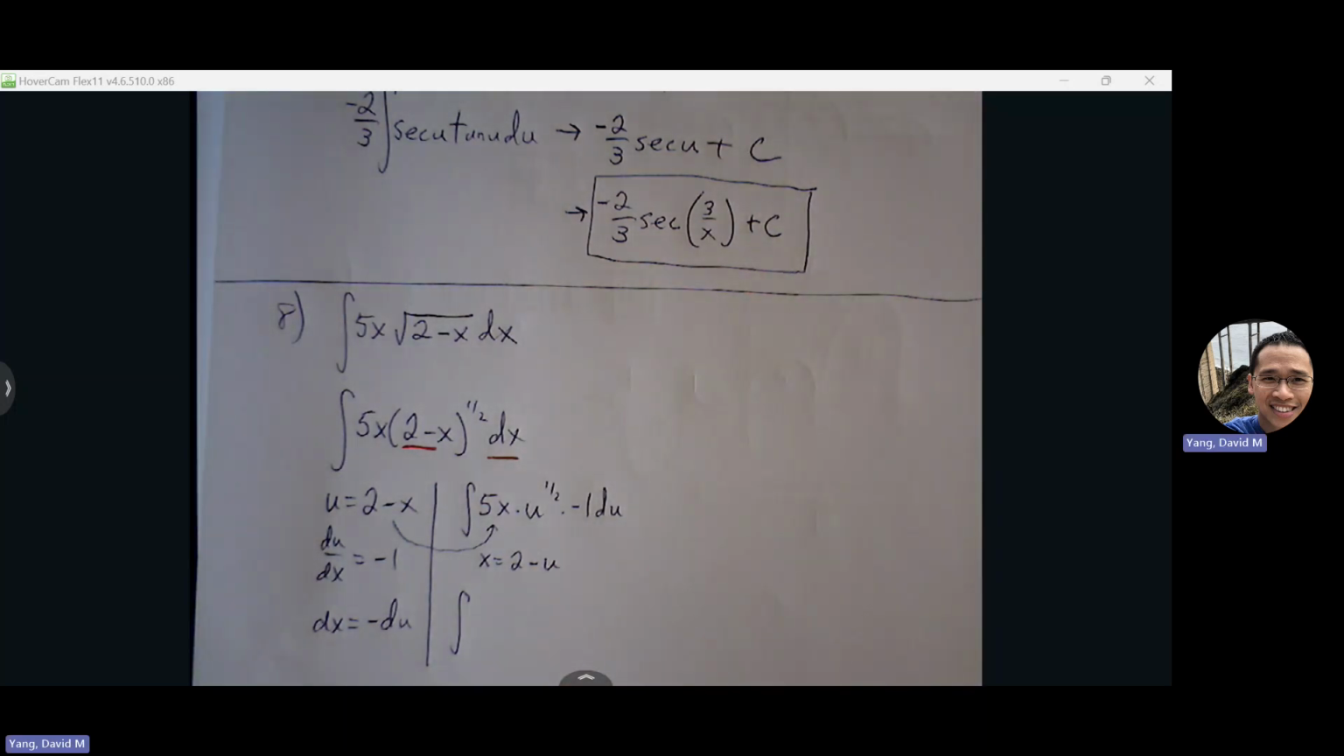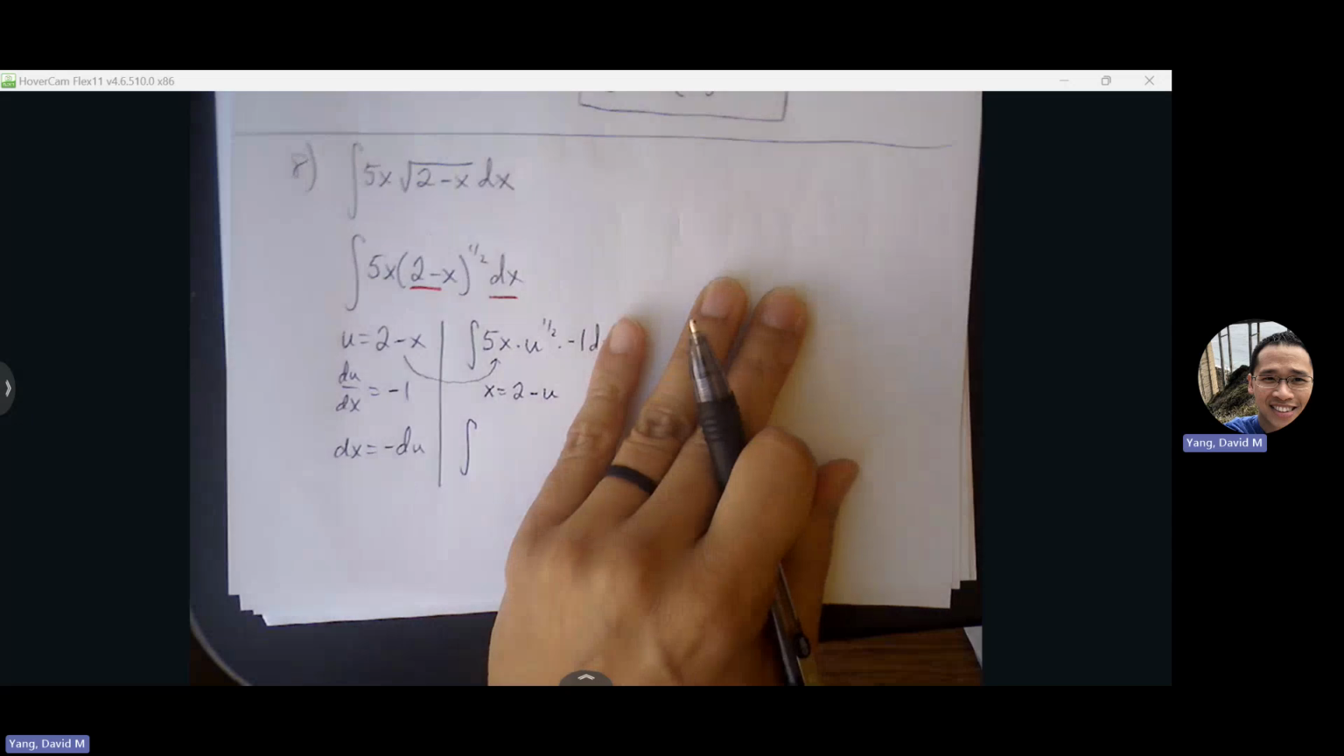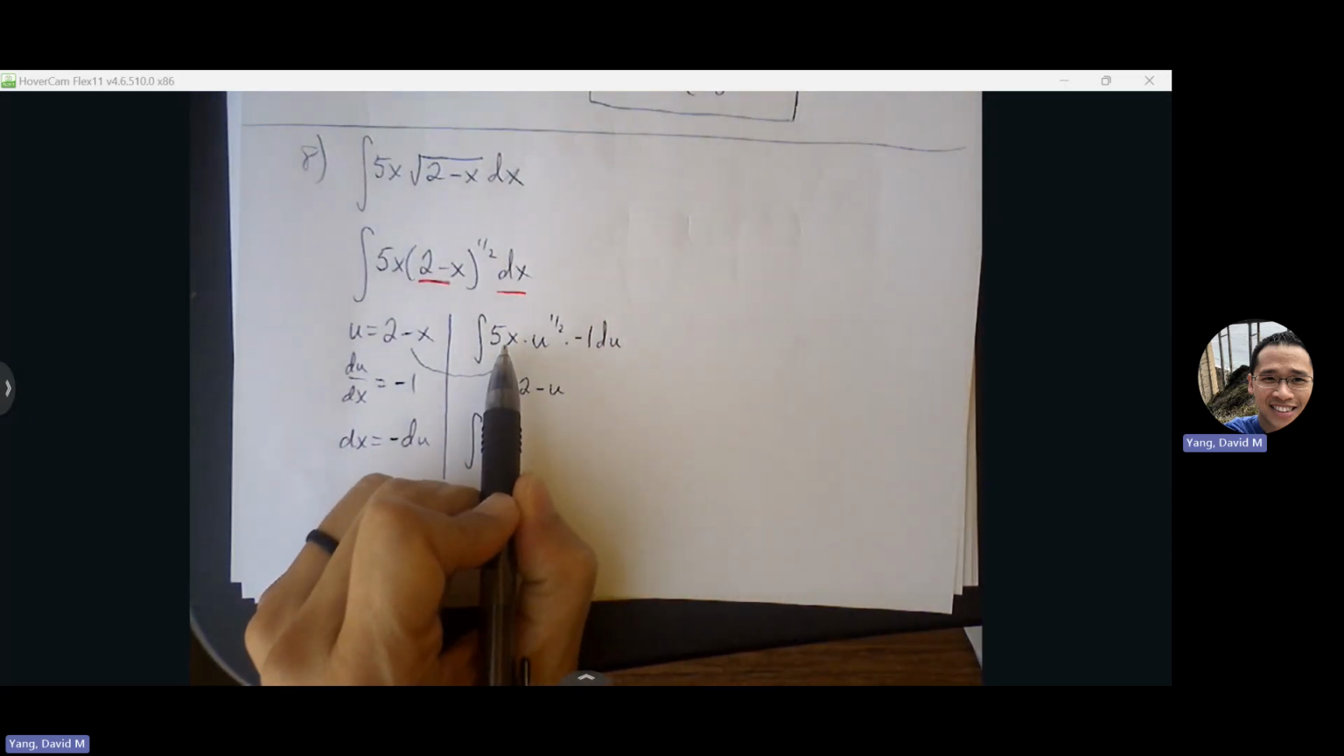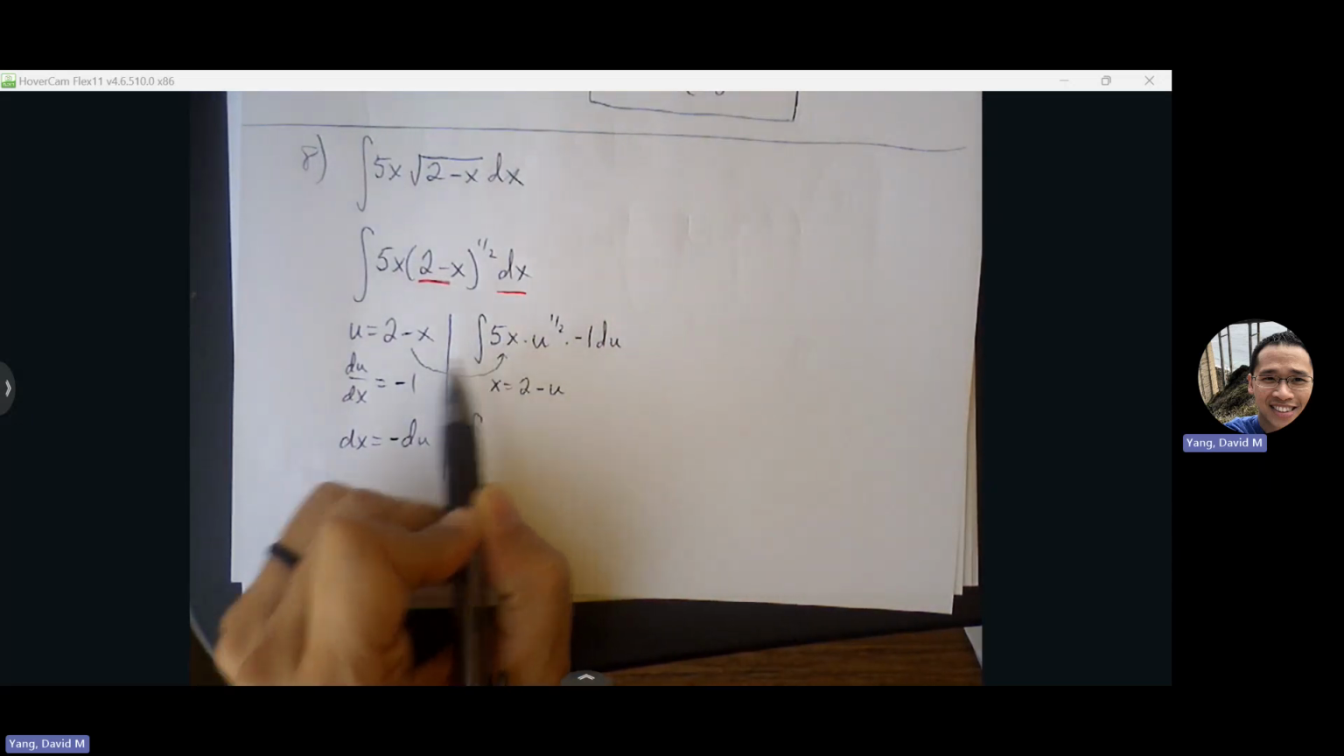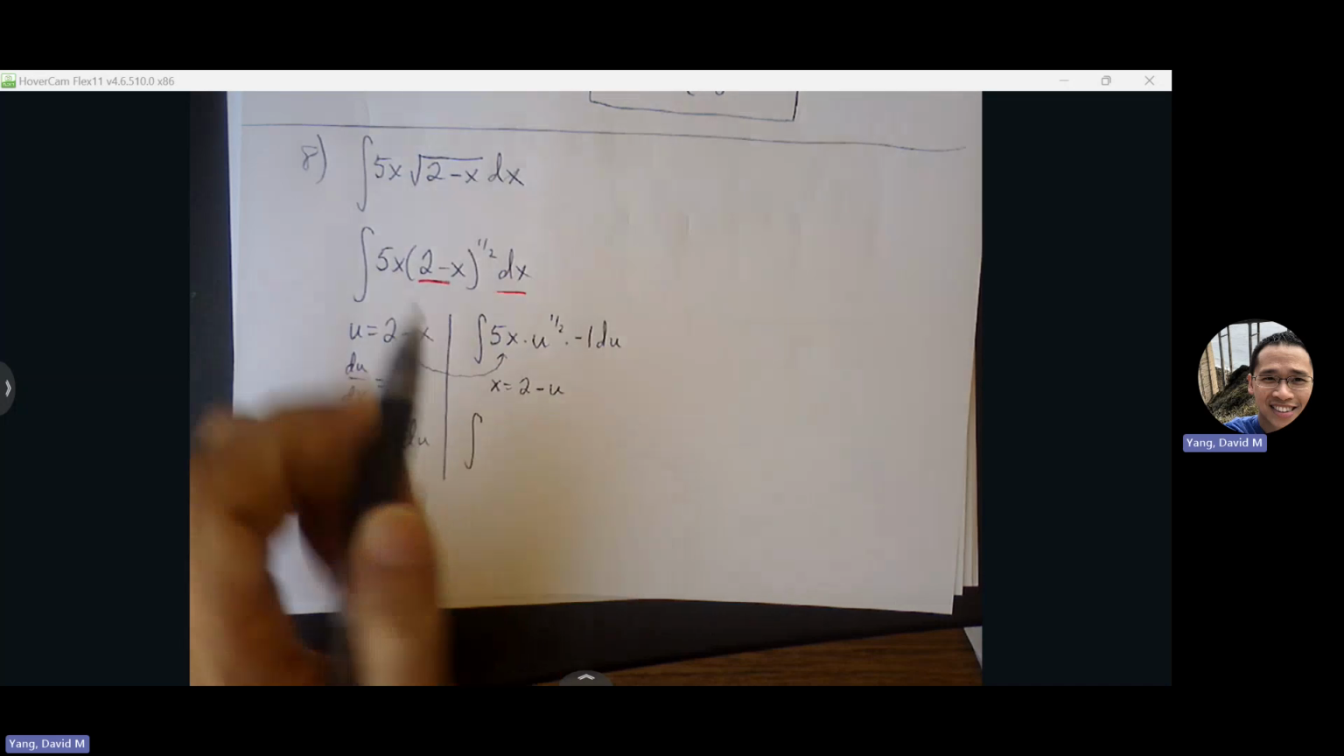The x is unresolved. We have to find a way to get that x to be taken care of before we can apply power rule. So we've got to make another substitution. The x gets replaced in terms of u.